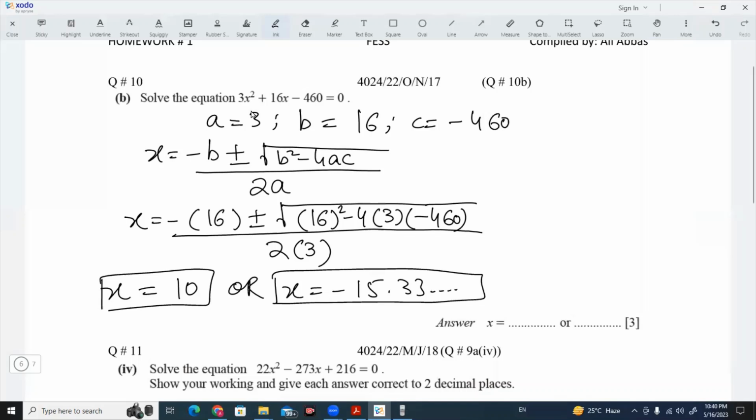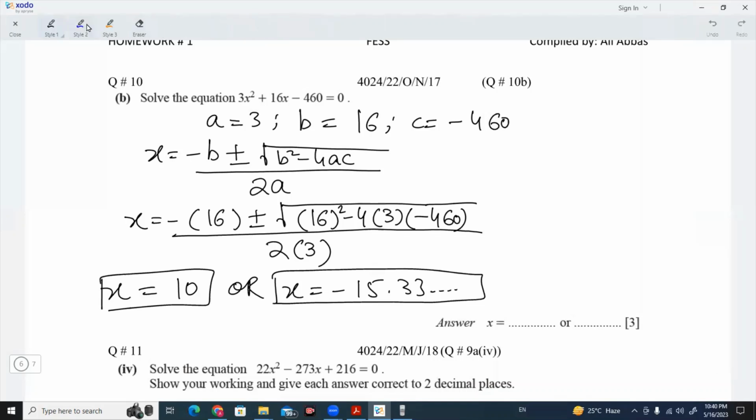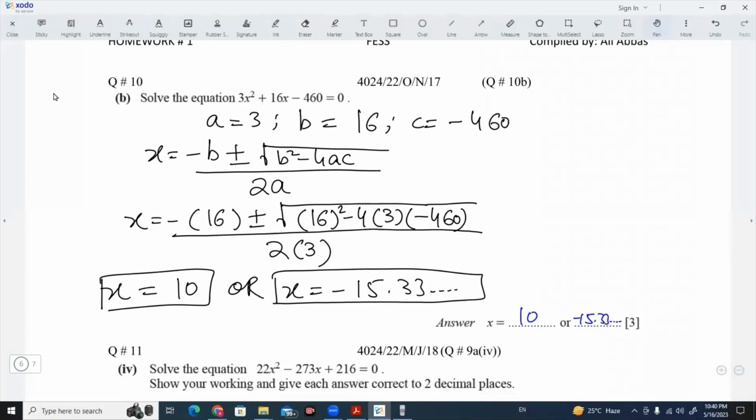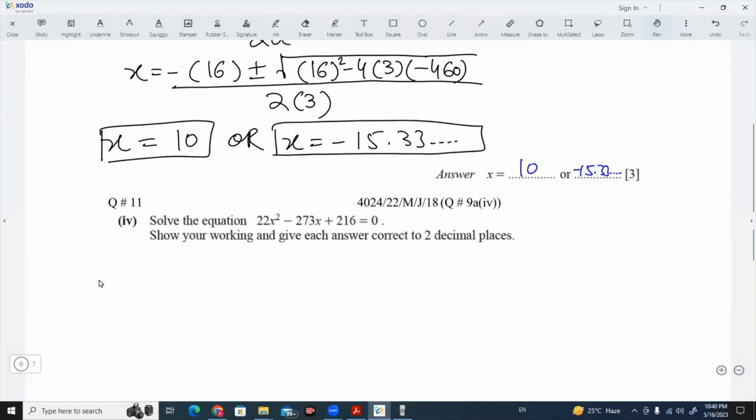Okay. So x equals to 10 is the first answer, and minus 15.33 and so on is the second answer here. So this is all from question number 10. So moving towards question 11.